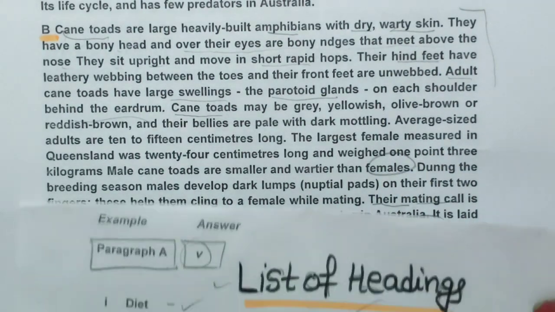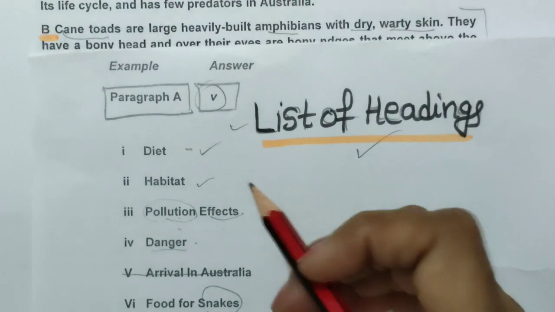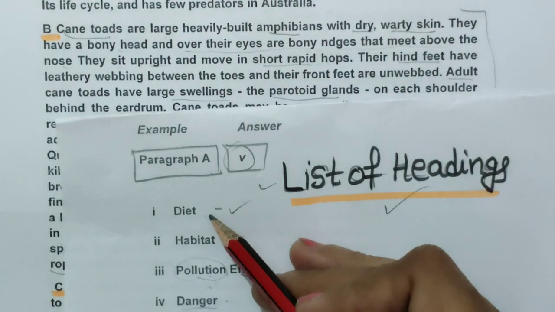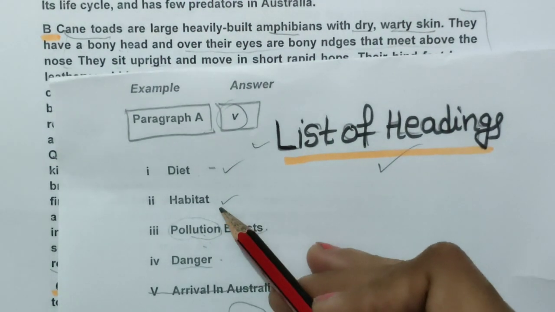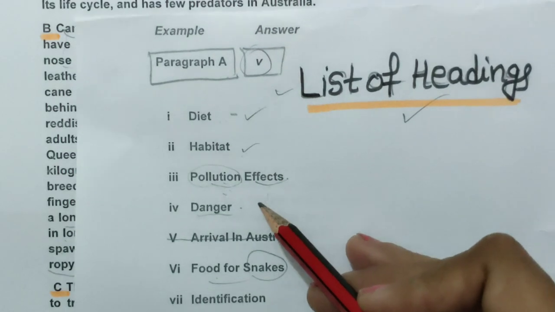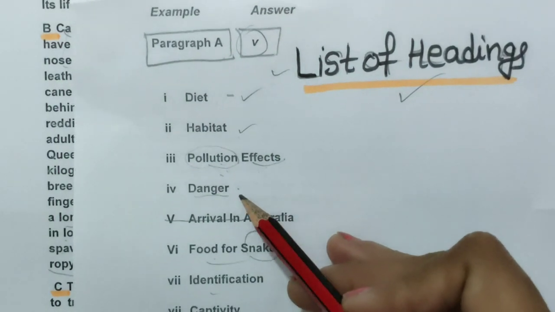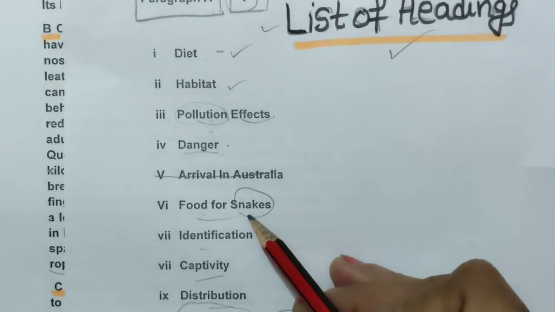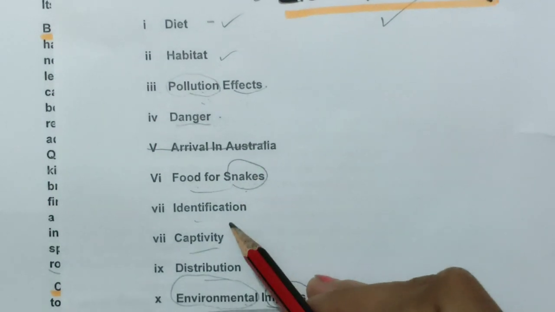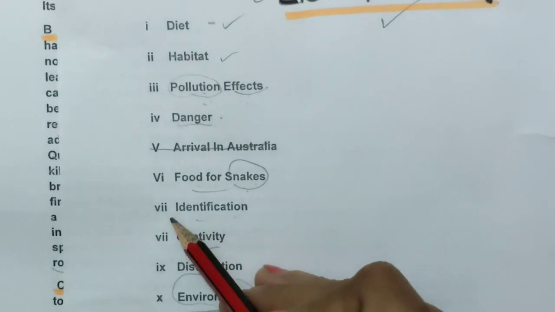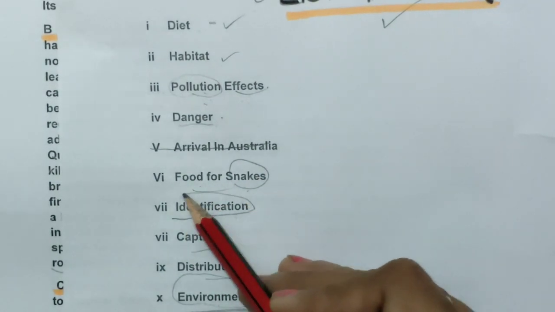Let's read the options. For diet, I don't think so, they are not talking about any diet. Habitat also, they are not talking about any habitat. Pollution effect is also not there. Danger is also not there. Food for snakes is also not there. Identification, yes, that is there.